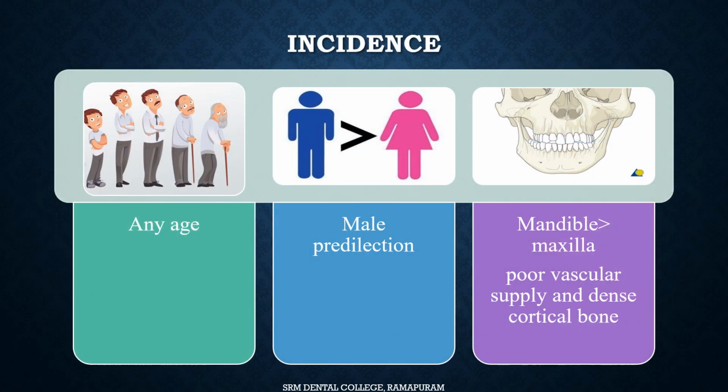Coming to the incidence, osteomyelitis can occur at any age. Males are more commonly affected when compared to females, and the mandible is more commonly involved when compared to the maxilla. This is because of the poor vascular supply and dense cortical bone of the mandible when compared to the maxilla.